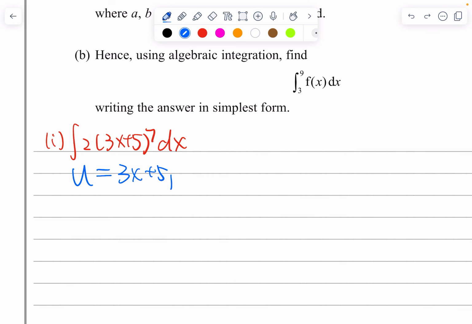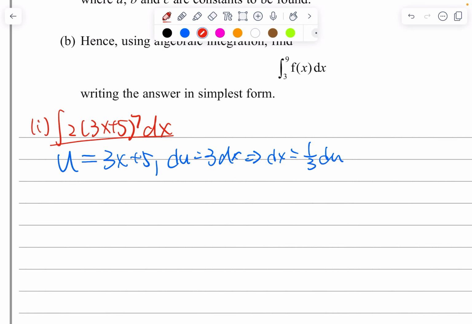If we have u equals 3x plus 5, then du would equal 3dx, which means dx equals 1 over 3 du, okay? If you want a separate explanation, I can do a video on it. Then this will turn into the integral. Let's put the 2 out here, as I said. u to the 7th power times 1/3 du.